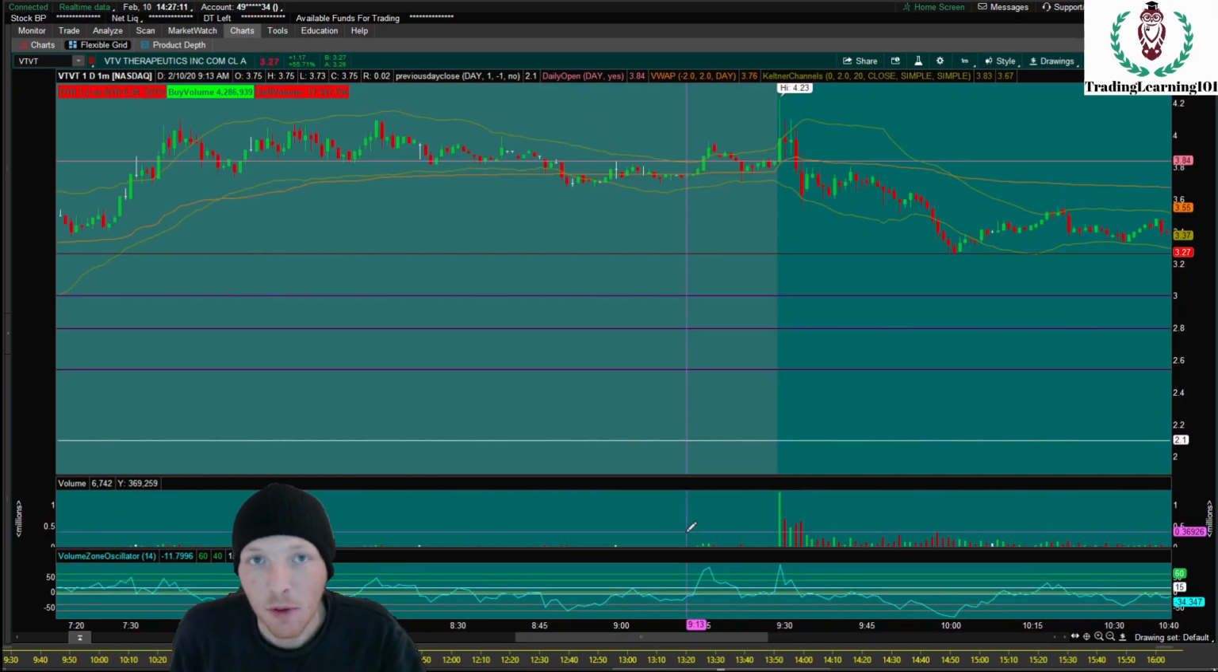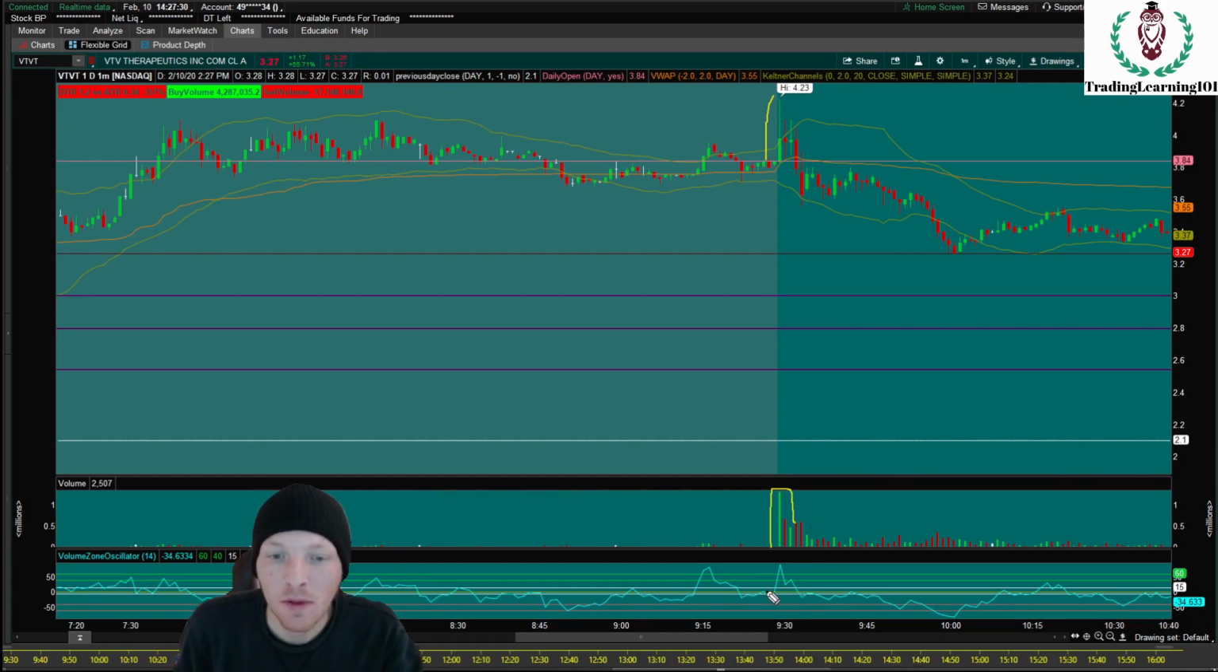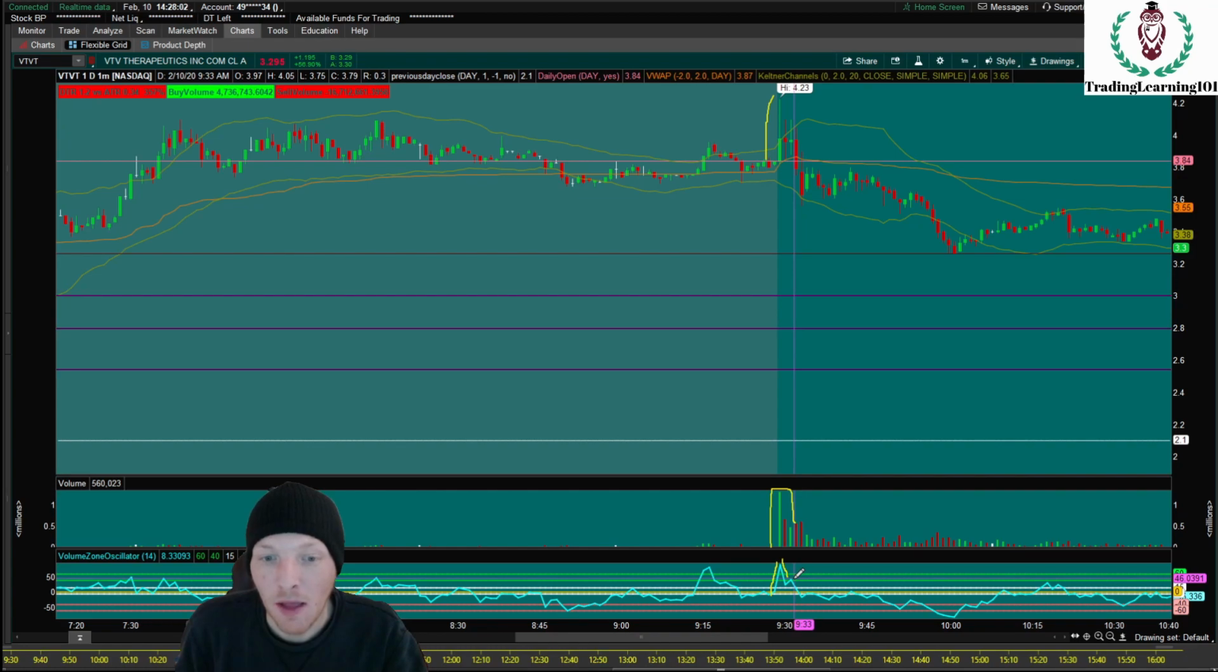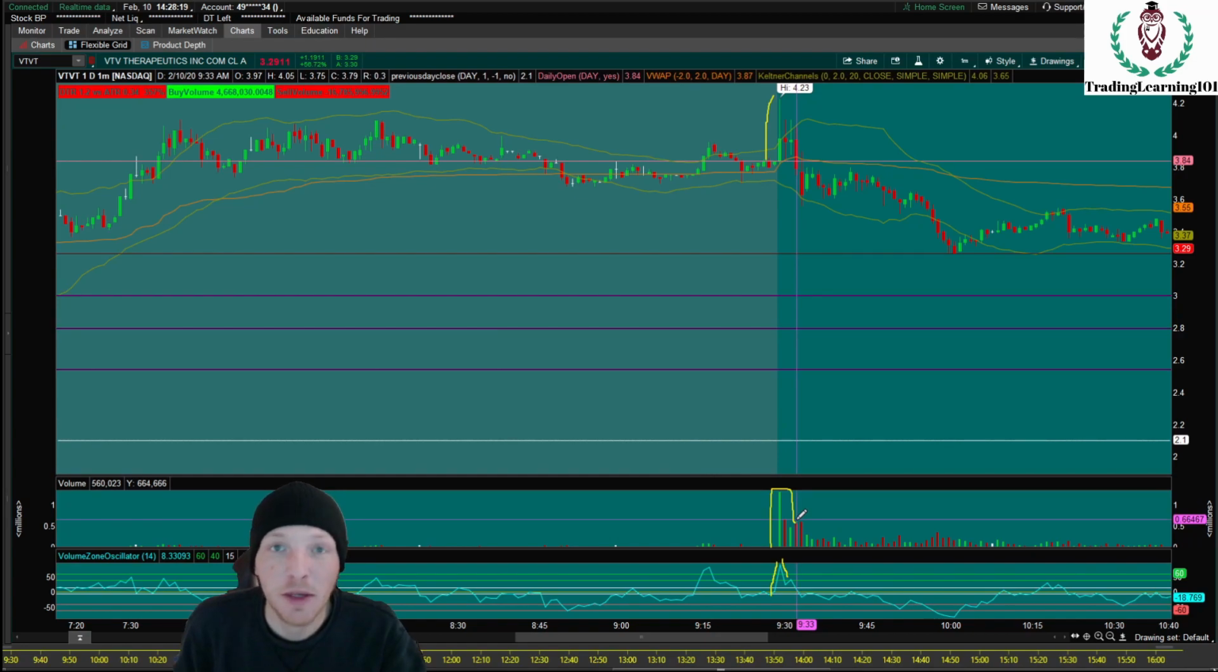Here's another example with VTVT this morning. Right when the market opens at 380, it pushes right up to 423. We got our big volume surge, green candle right here, and then right below with this volume oscillator, right from that zero line, it pops up and surges up, and then comes back down, bounces at the +40 level and almost the zero line, and then makes a lower high on that little bounce on the oscillator.